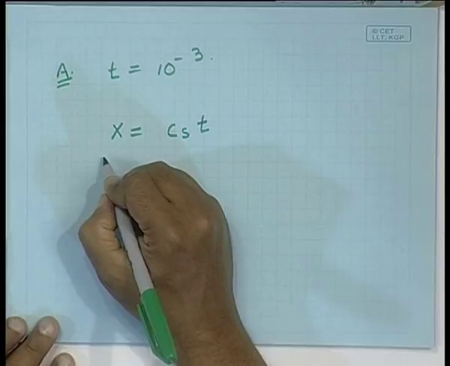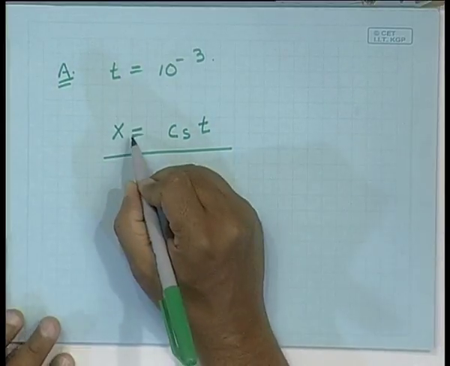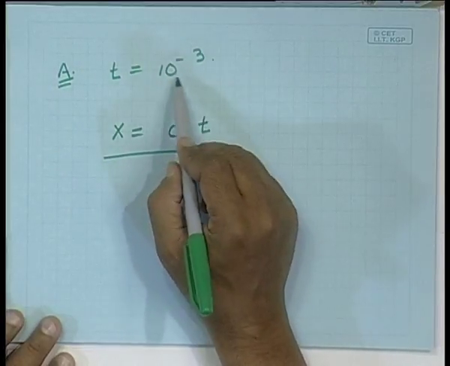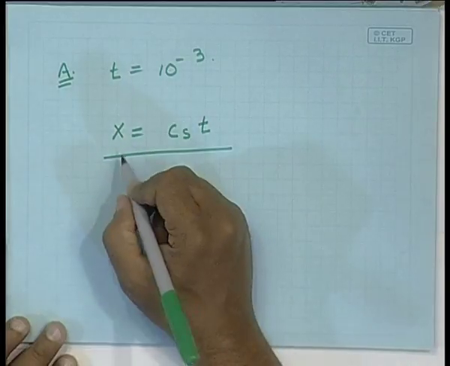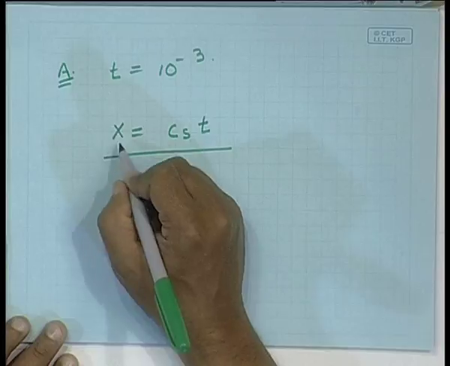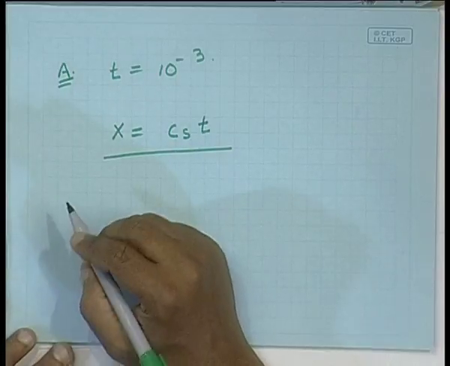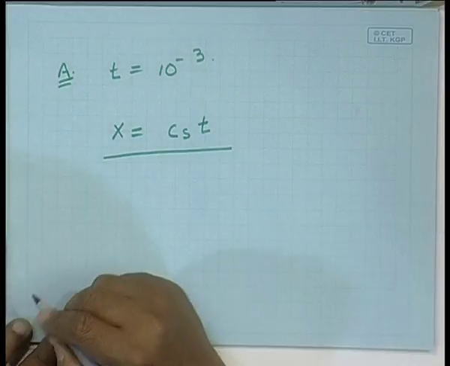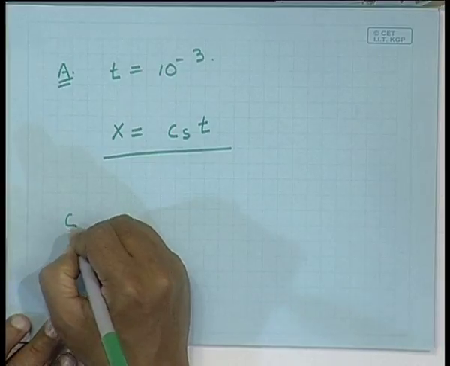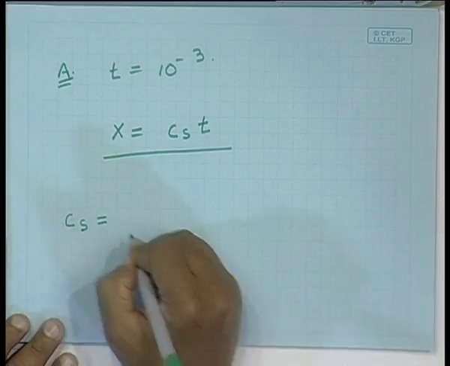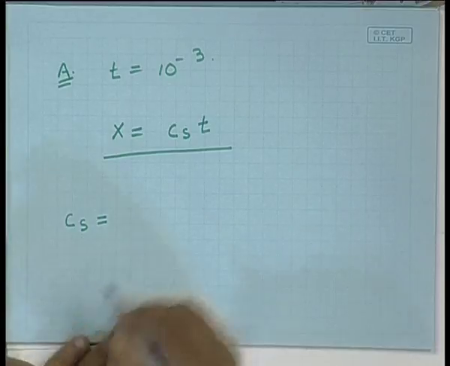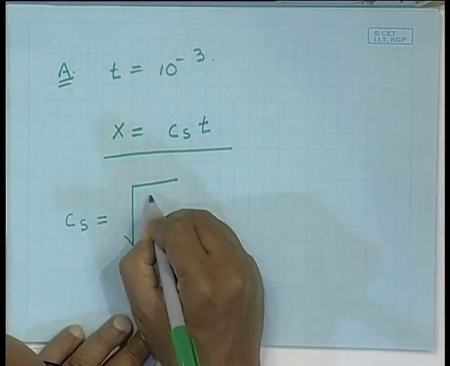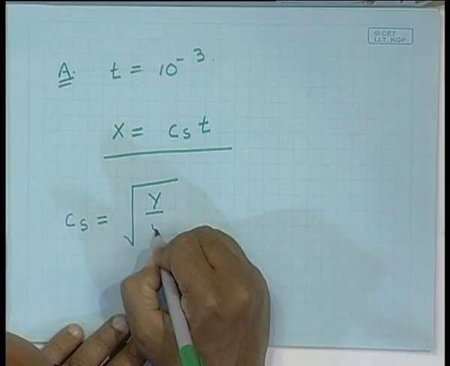So, to determine the point where the maximum displacement is going to occur at t equal to 10 to the power minus 3 seconds, at 1 millisecond, we need the value of the speed of sound. And we know that the speed of this wave, the phase velocity of this elastic wave in the solid, is the square root of the Young's modulus divided by the density.